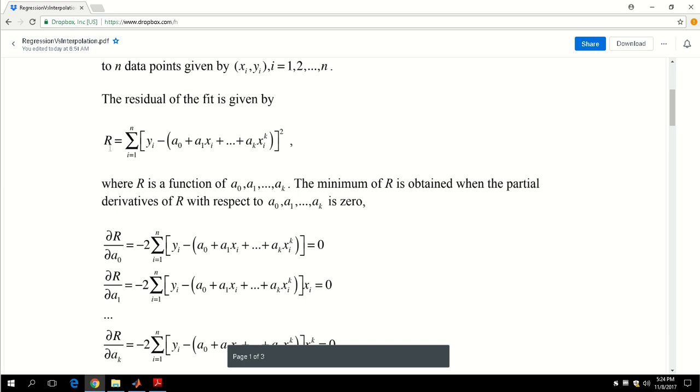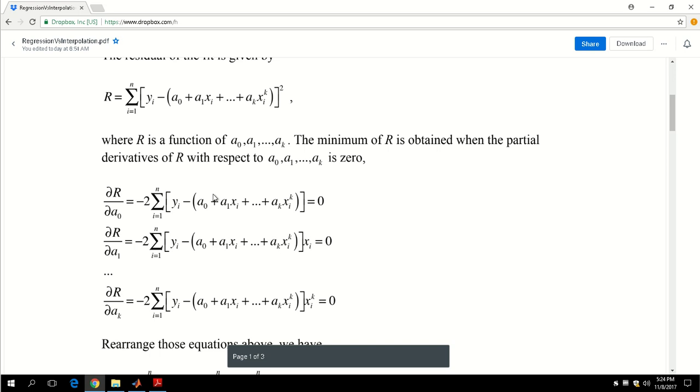So how do we actually minimize R for different choices of A? What we want to find is the best choice of A so that capital R is minimized. So how do we actually do that? If you have studied calculus before, the correct way for finding the minima is to take a derivative with respect to those A's.